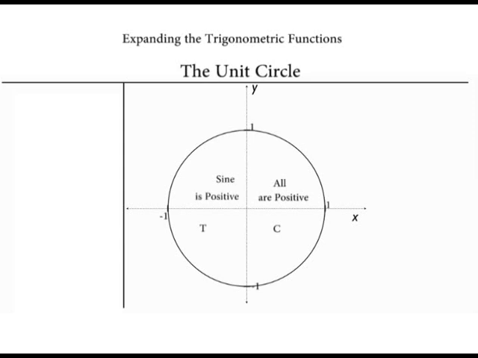Third quadrant is T. In this quadrant, tangents are positive and the other two are negative. T stands for tangent is positive. In quadrant C, cosines are positive, sines and tangents are negative. C stands for cosine is positive.